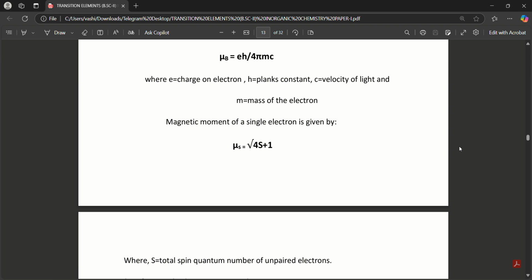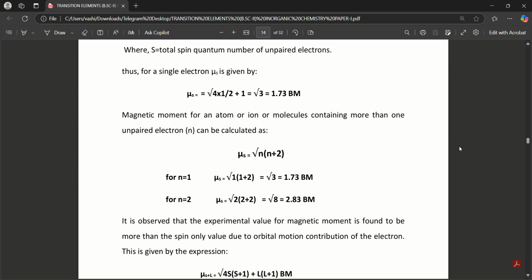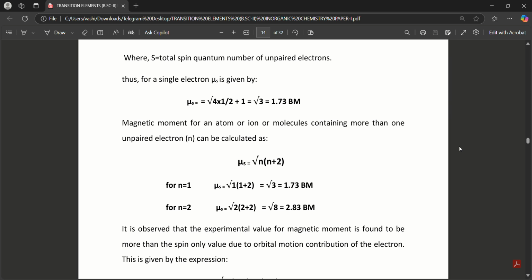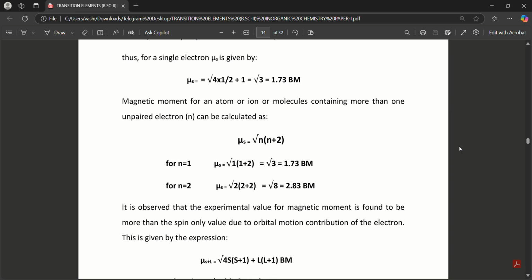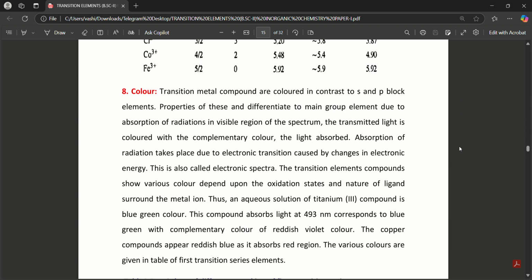The magnetic moment of a single electron is given by this, where s is the total spin quantum number of unpaired electrons. The magnetic moment for an atom, ion, or molecule containing more than one unpaired electron can be calculated by this formula.